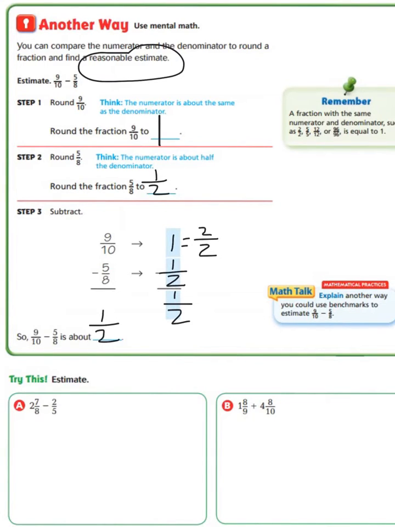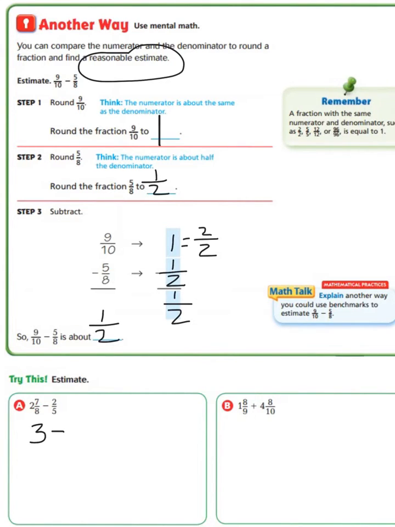Okay, let's take a look at another problem. We're going to look at 2 7/8 minus 2/5. The first thing we're going to do is start with our mixed number right here of 2 7/8. And we notice in our fraction of 7/8 that our 7 is only one piece away from being a whole, because we have 7 out of 8 pieces. Therefore, since we're only one piece away from the whole, we would round 2 7/8 to 3.